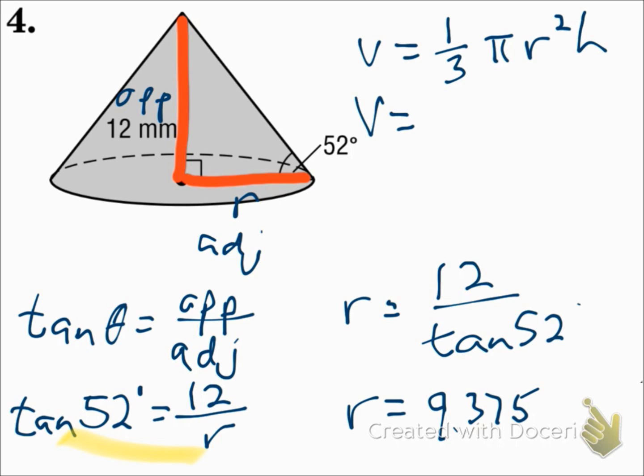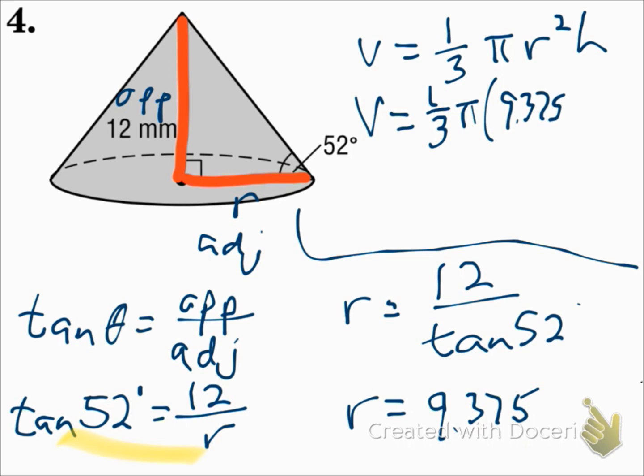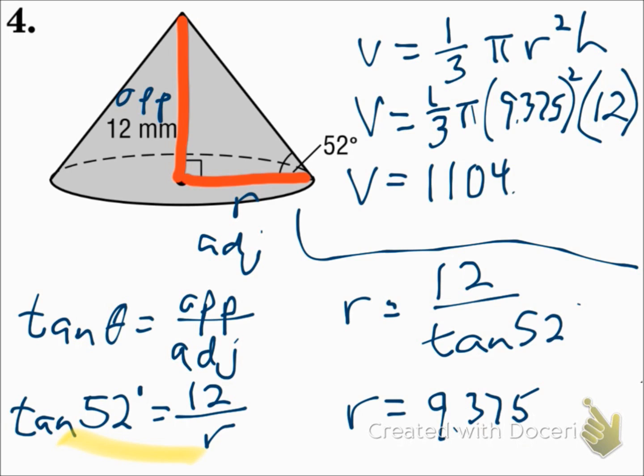Back up here, volume is 1/3 pi 9.375 squared times the height, which is 12. Work that out, and you get 1,104.6 millimeters cubed. So since we didn't know the radius, we had a right triangle with one of the acute angles. We did some trig using tangent to find the missing side.